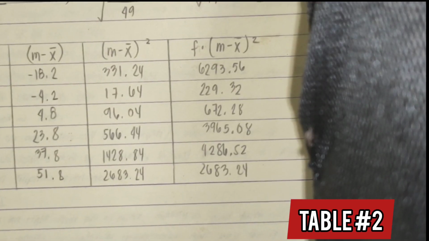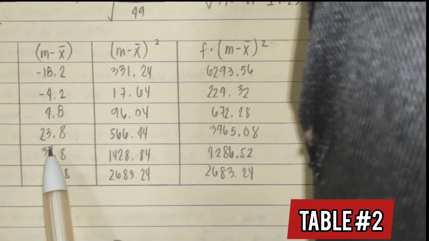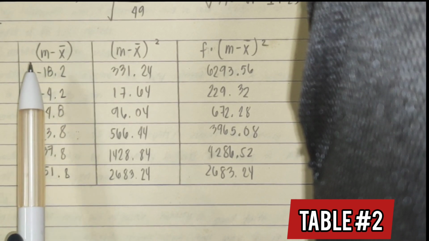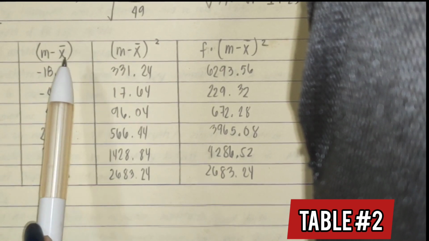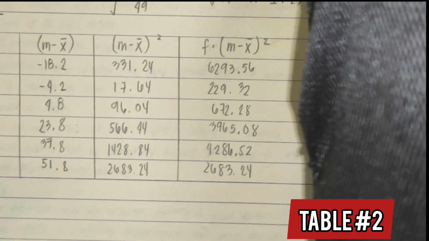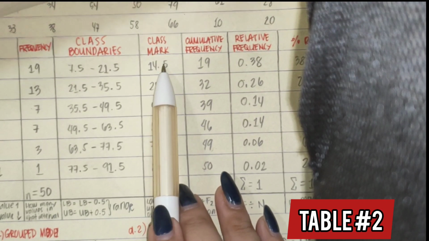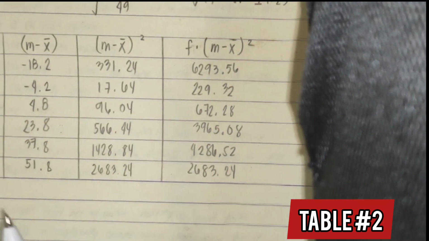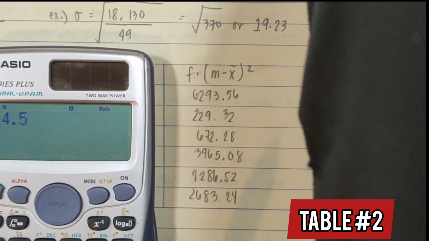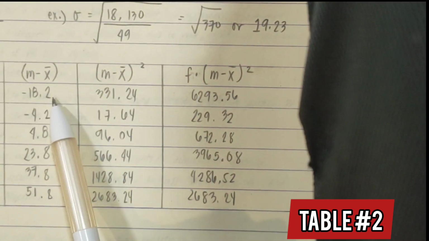Now let's look for our population variance and our standard deviation, and this requires us to create another table, starting with this column right here. Now, how do we create this column? We have the formula m, or midpoint, minus x bar, or our group mean. So we have here first column our class mark of 14.5. We're going to subtract that with our group mean, which is 32.7. So 14.5 minus 32.7, and you get a value of negative 18.2.